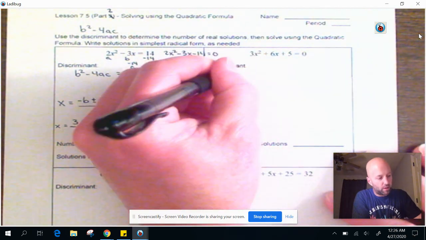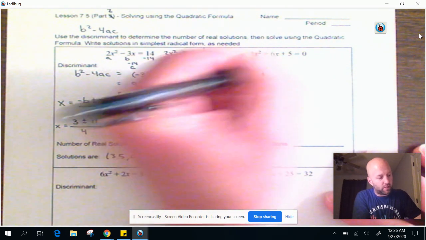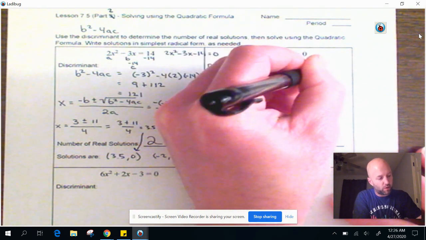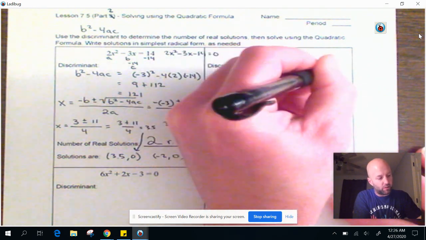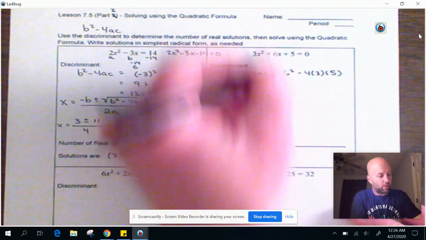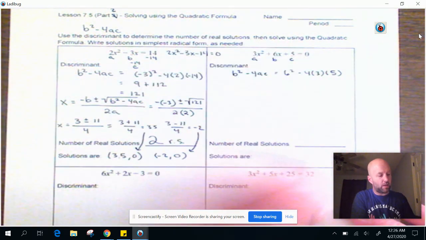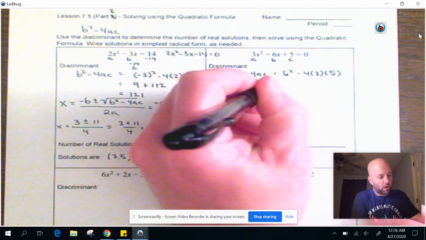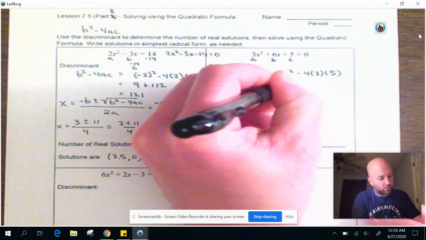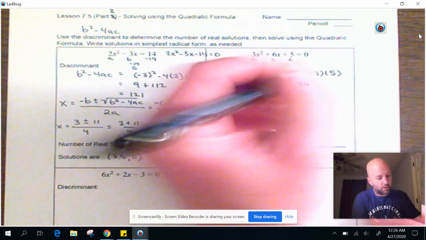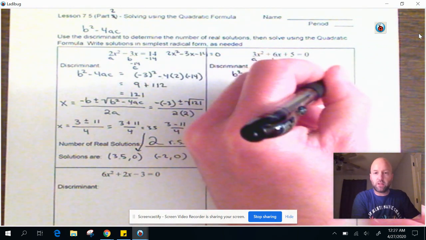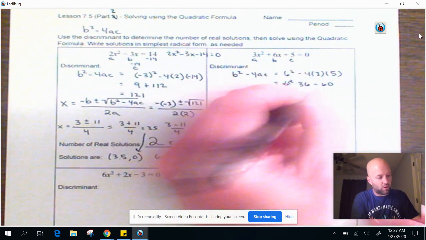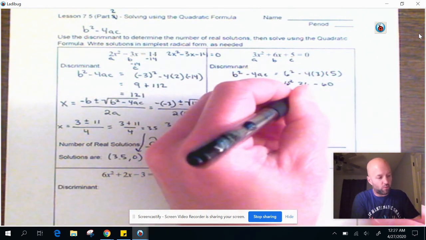Okay, so the discriminant, b squared minus 4ac equals 6 squared minus 4 times 3, which is our a, and our c, which is 5. All right, I'll label these a, b, c. Now this one was already in standard form set equal to 0, so we're perfect there. All right, so 6 squared, so 36 minus the product of these three, 4 times 3 times 5 is 60. So the total here is negative 24.